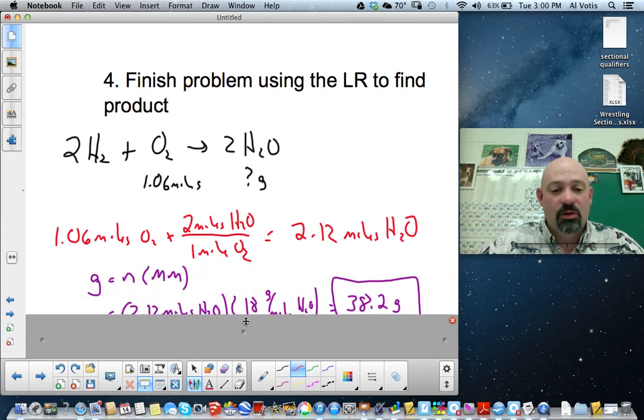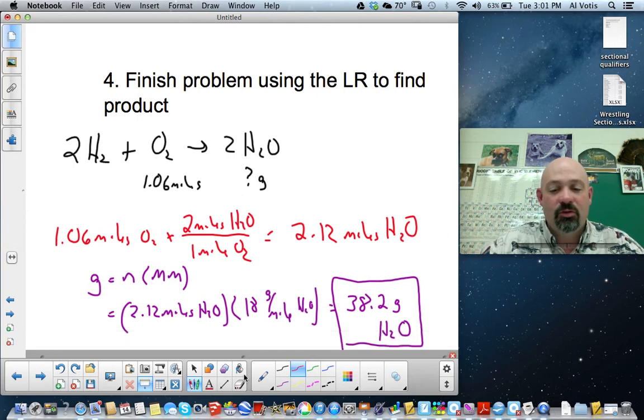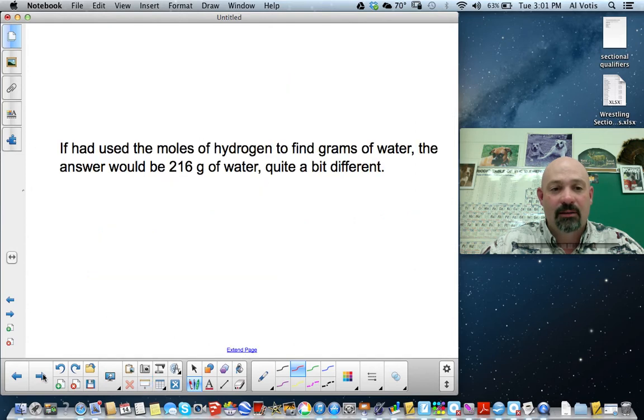And then grams is moles times molar mass. So moles of water times the molar mass of water, not of oxygen anymore, would be 18, which is 38.2 grams of water. Okay, that's a limiting reactant problem. We find which substance is used up and then use that substance to find our product.